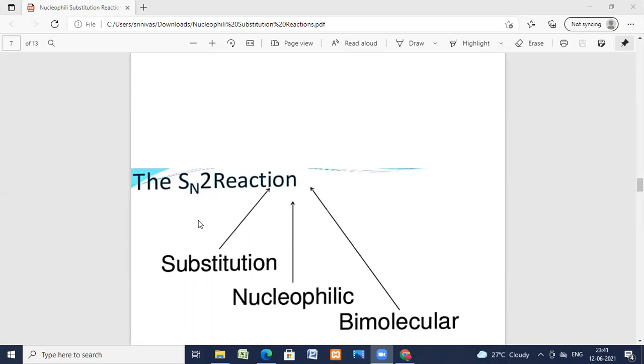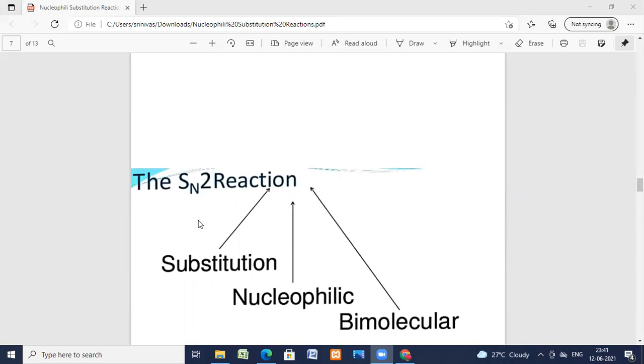The SN2 reaction takes place in a single step. The SN1 reaction takes place in two steps. In the SN2 reaction, we can see a transition state, no carbocation. In the SN1 reaction, we can see a carbocation but no transition state. SN2 takes place in primary alkyl halides. SN1 takes place in tertiary alkyl halides.